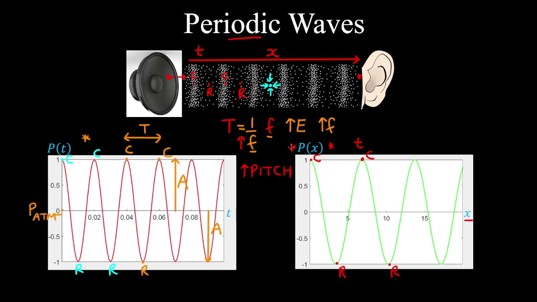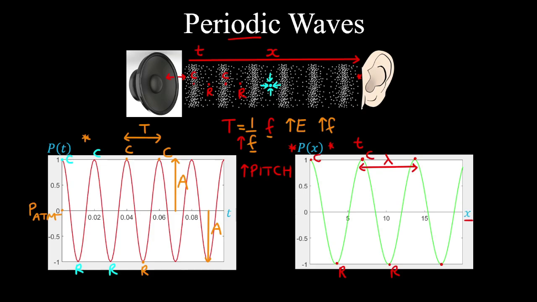Now if we use this plot instead of the pressure versus the distance from the source of the sound, the distance between successive corresponding positions, such as the peaks or troughs on a wave, is the wavelength. For example, here we have peak to peak. So this is one way we can visualize the wavelength.